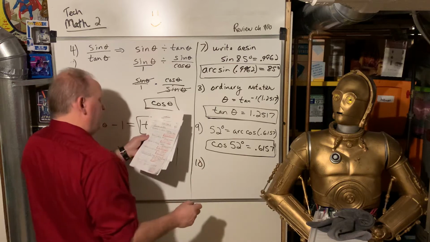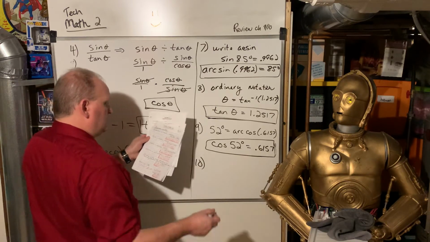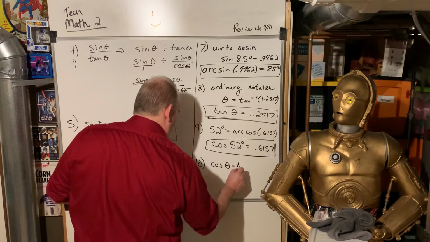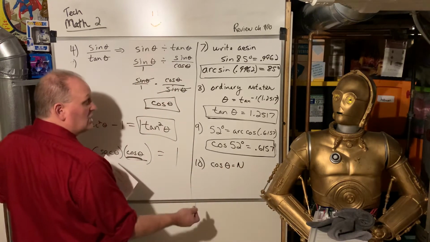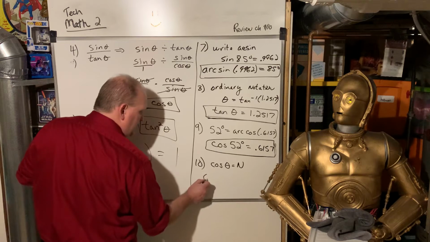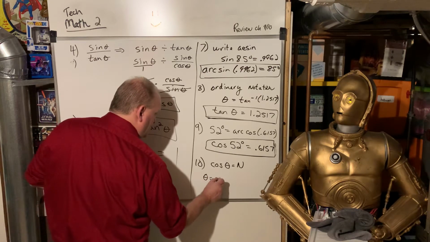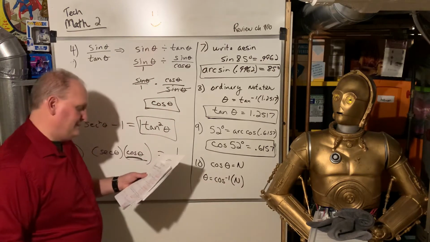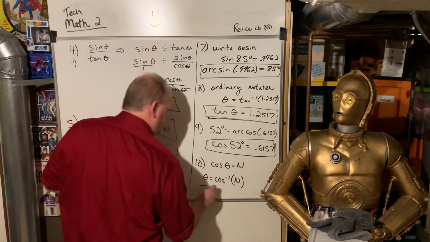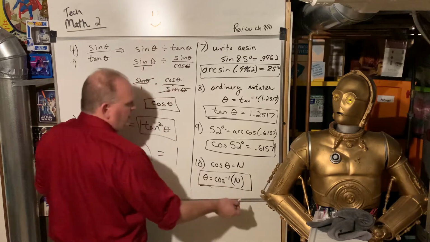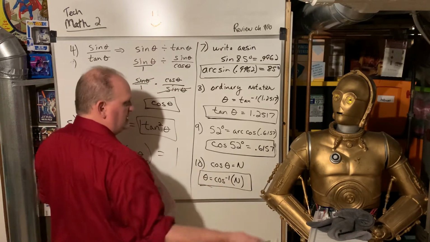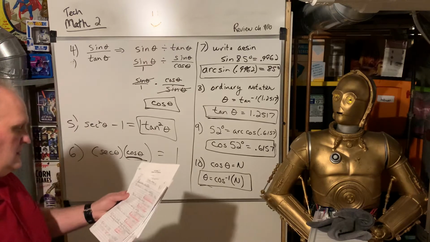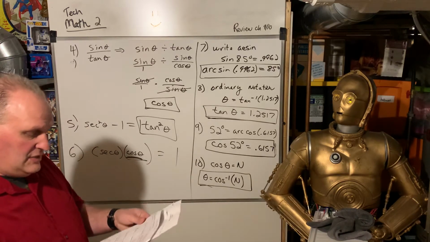And take a look at 10. Write the arc cosine notation for this one. So cosine theta equals n, but they want you to write it as an arc cosine. So then we would say theta is equal to the arc cosine of n. And that's it. Or if you put the arc cosine of n equals theta, that's fine too. I'm just used to writing theta first when I do arc sine, arc cosine, and so on.